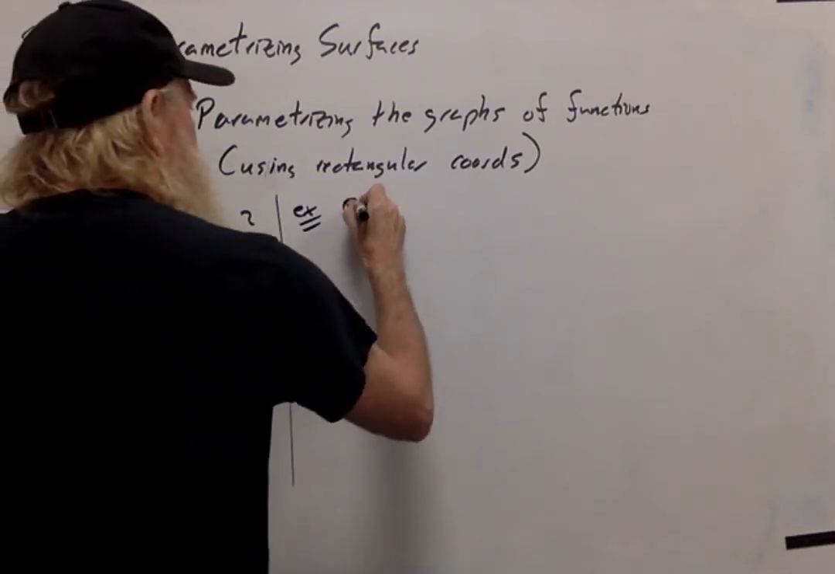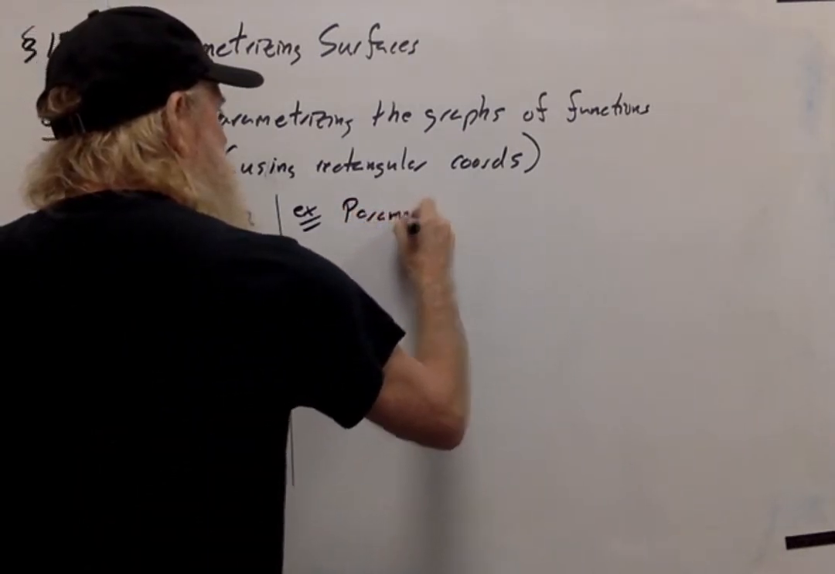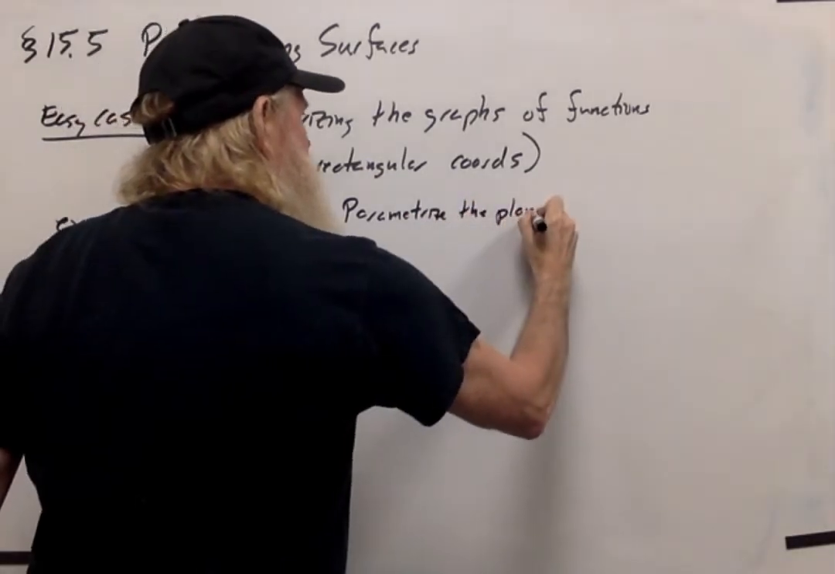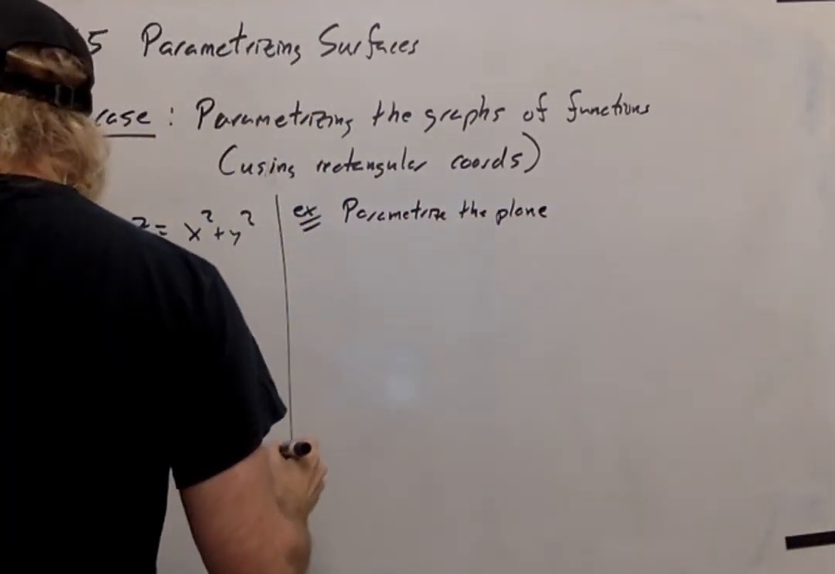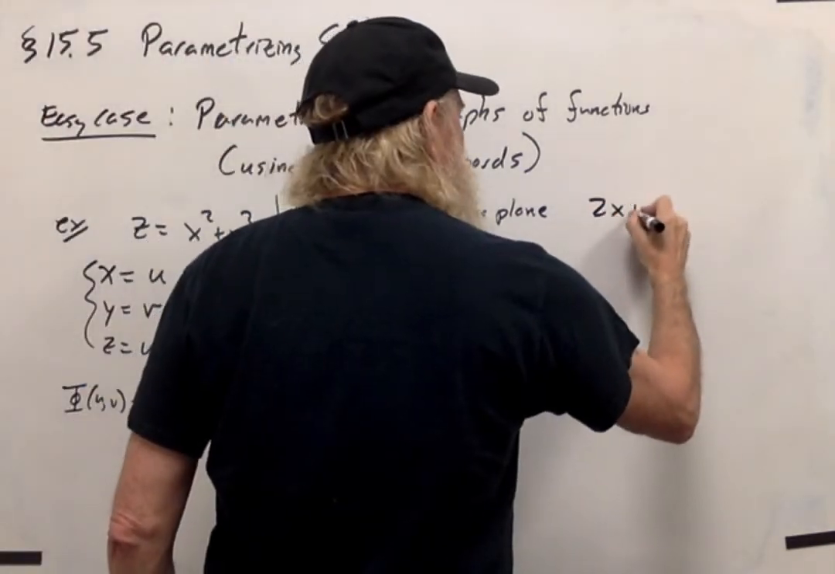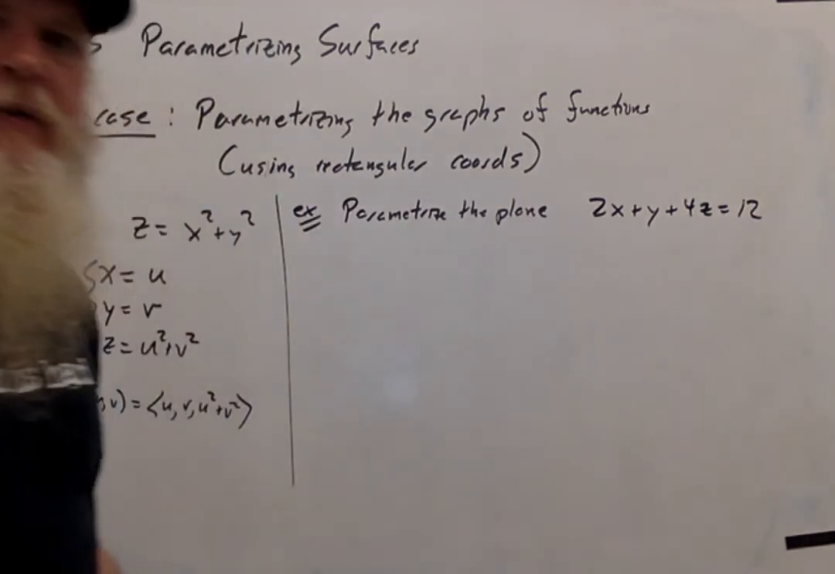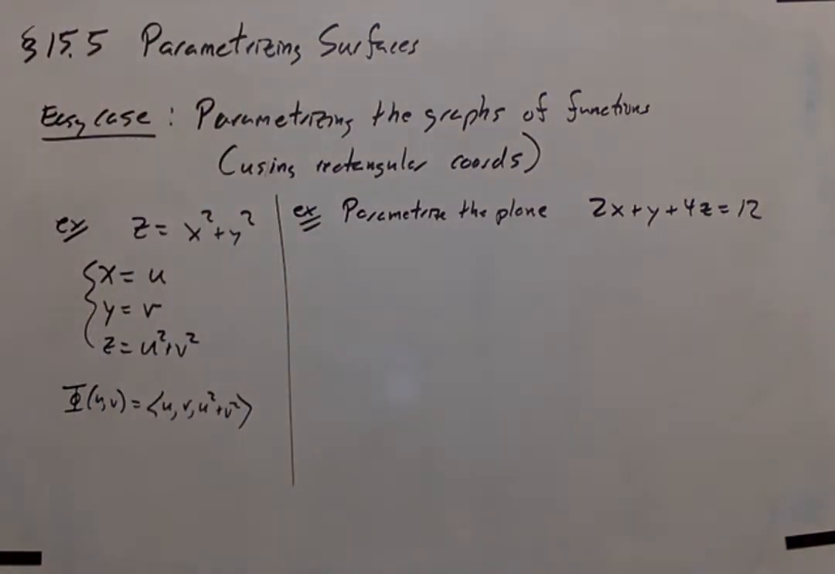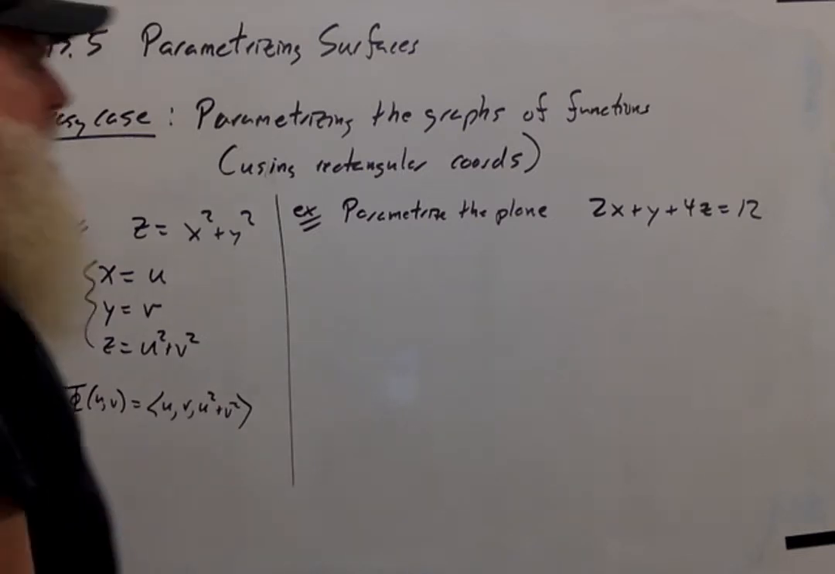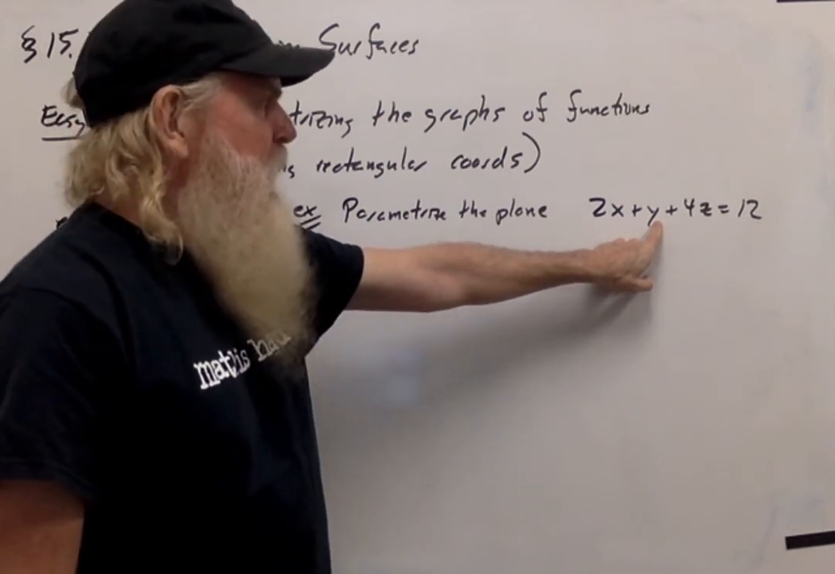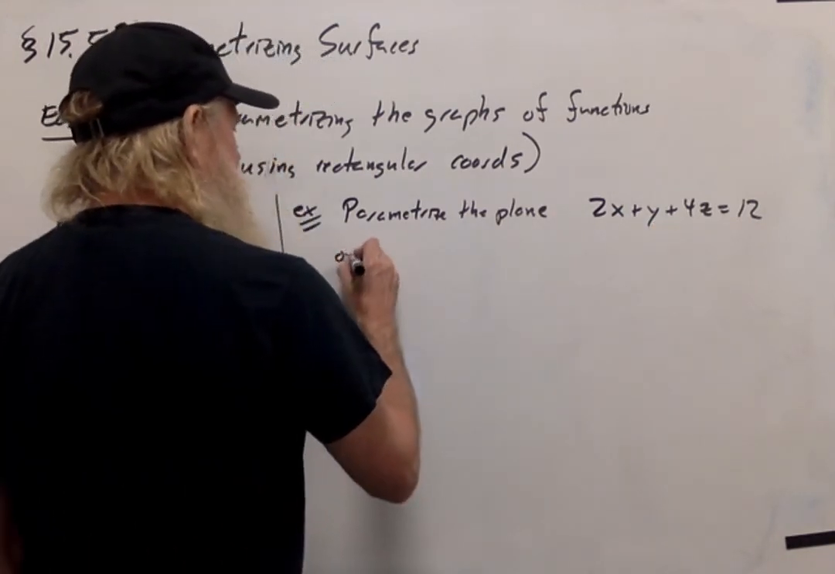As a second example, suppose we want to parameterize the plane that has equation 2x plus y plus 4z equals 12. Well, here we don't explicitly have one variable written in terms of the others, so we'll have to solve. Now, it's going to be easiest to solve for y, because we won't end up with any fractions. So here's one possibility.